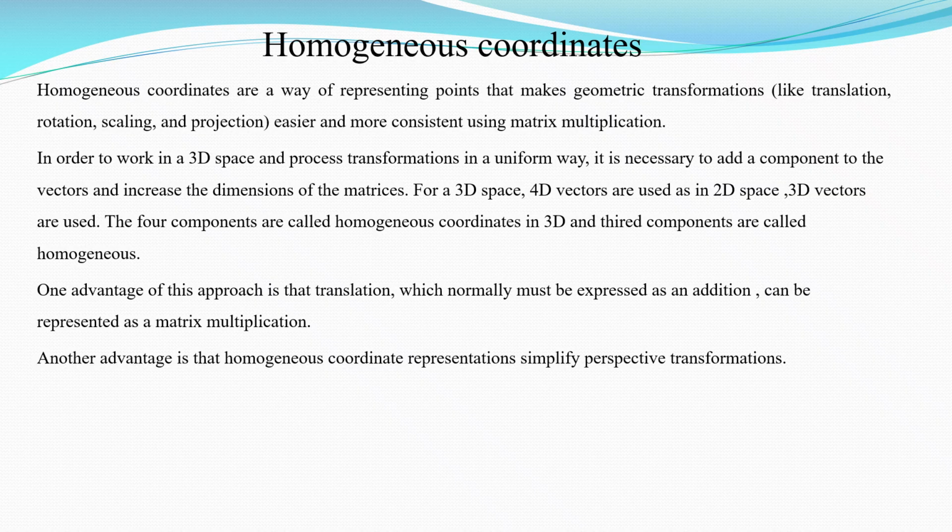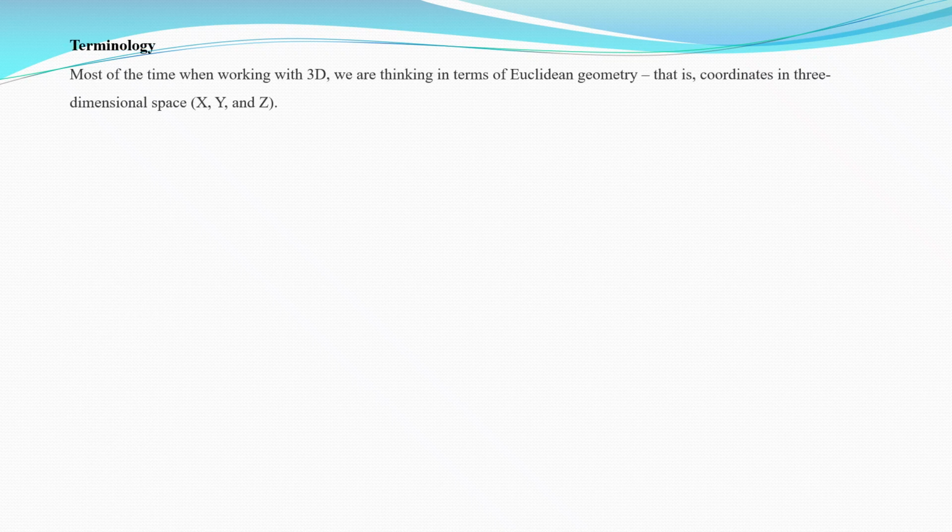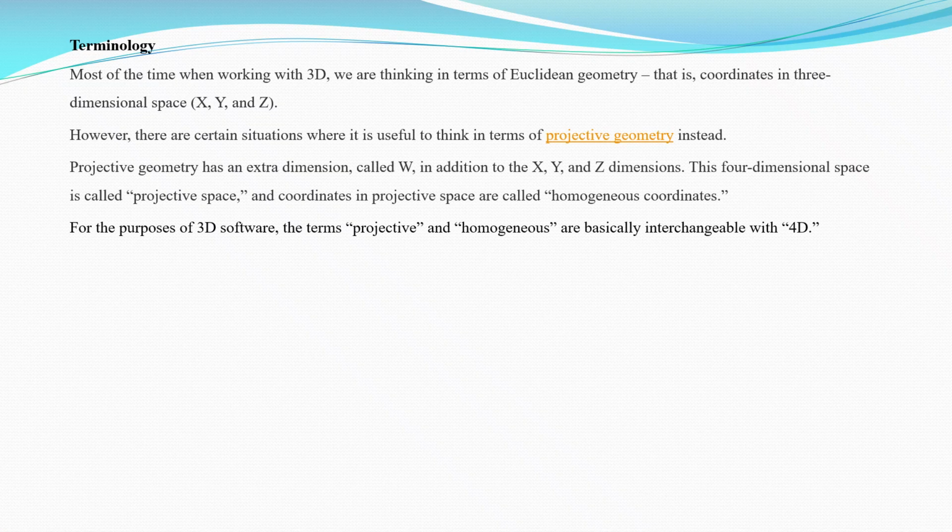Okay, so how is it denoted, and what is the notation? We can denote the homogeneous coordinate with W or H. For that reason, it makes a 3D vertex into a 4D vertex and a 2D vertex into a 3D vertex.